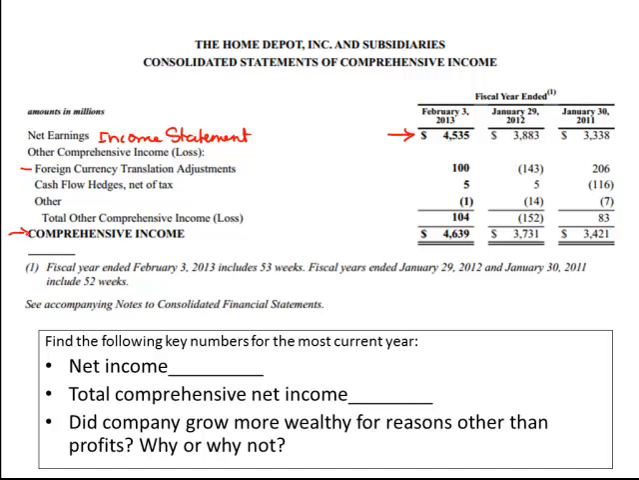And we come down to comprehensive income, which is trying to gauge the wealth of the company over time. So the key numbers that we're going to be looking for here is net income for the most recent year, which ends February 3rd, which is 4535. Comprehensive income, which is 4639. And then why did the company grow? Well, it grew primarily due to foreign currency translation adjustments. That had the biggest impact.